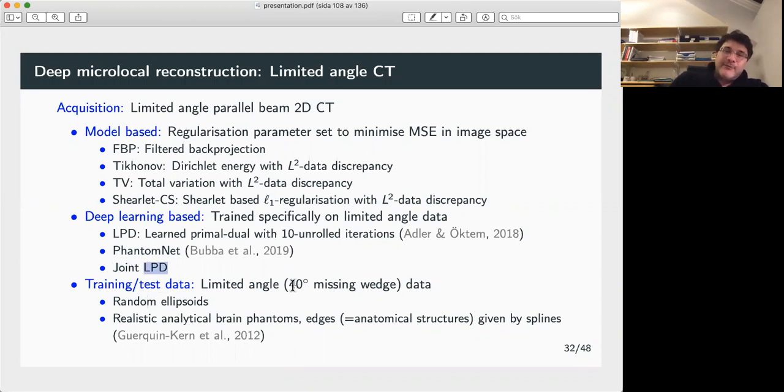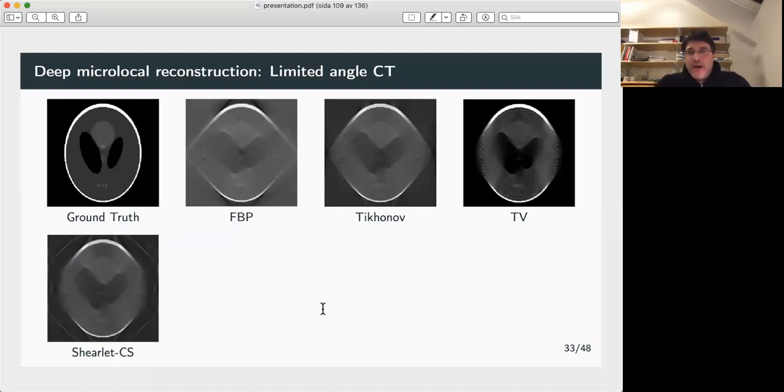We're going to run this for limited angle data, with a 40% missing wedge. The methods are first trained on random ellipsoids, then the deep learning based methods are applied to Shepp-Logan type objects, and then we move on to more realistic phantoms. Okay, I'm essentially out of time, so just give me one more minute to showcase the performance.